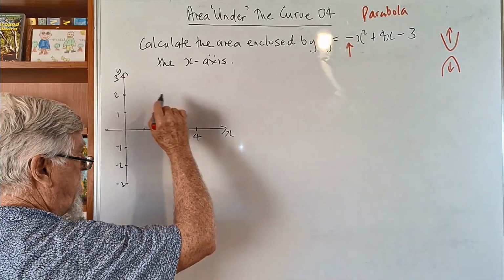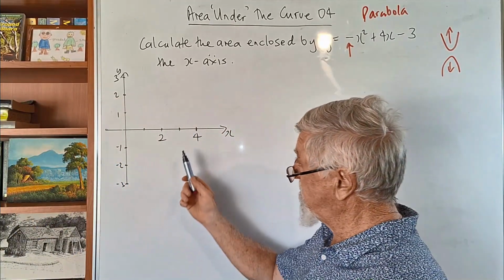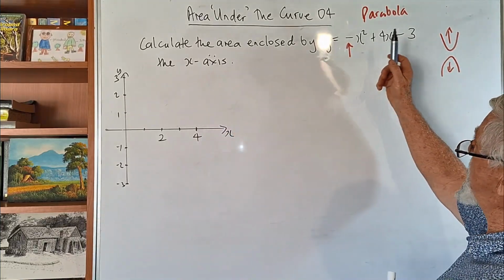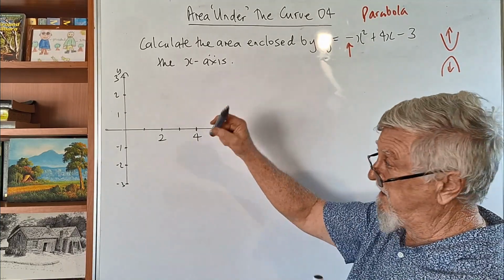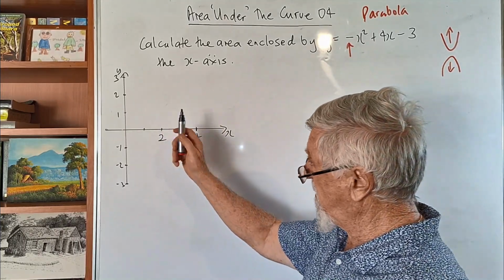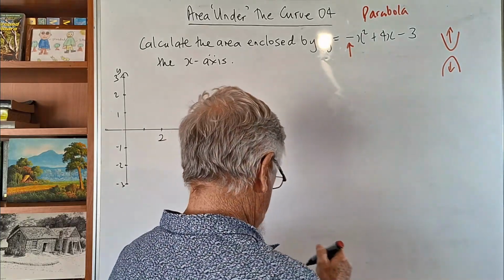So we've got a parabola that's got that shape. We're trying to find where that parabola passes through the x-axis, because it says calculate the area enclosed by that parabola and the x-axis. Now I'm going to preempt it. If you had a parabola going like that there, you'd know that there's an area in between the parabola and the straight line.